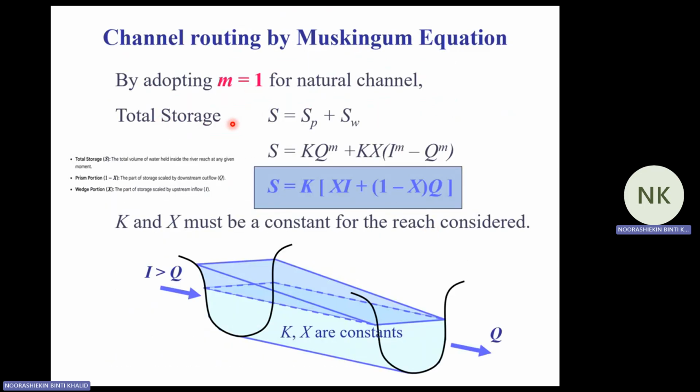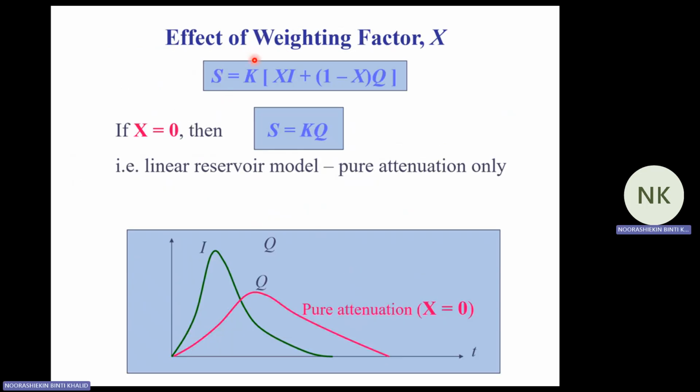So total storage is S_P plus S_W. So S becomes this equation, which we call the Muskingum equation. When X equals 0, you get this equation for Muskingum, and then you get the outflow like this. We call this pure attenuation.